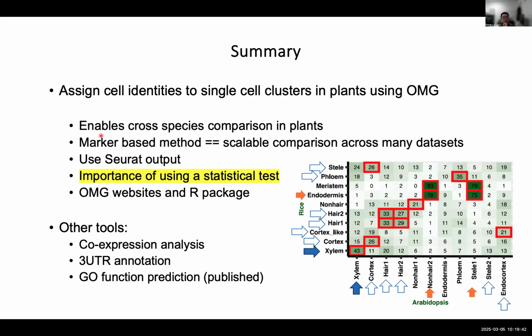But just to quickly summarize, our current method enables cross-species comparison between monocots and dicots in plants. This is a marker-based method, so it's very fast. You don't need to do very computationally heavy integration. We use thread output as the default input for the method. And we have a website where you can upload it, or you can run the R package if you're comfortable with the R command line.